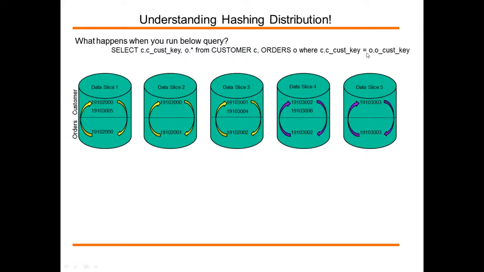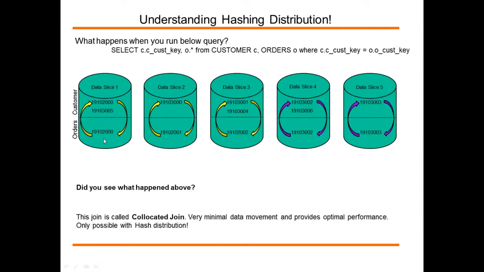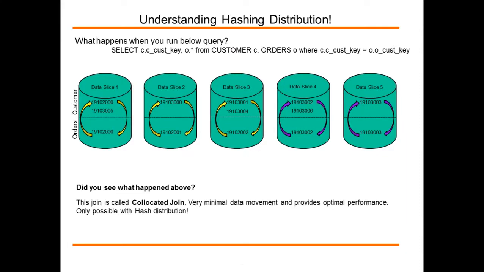When the join column matches table 1's distribution and table 2's distribution, your data coexists in the same disk. So if something like this happens, we call that kind of join a co-located join. The data for the join coexists in the same disk.